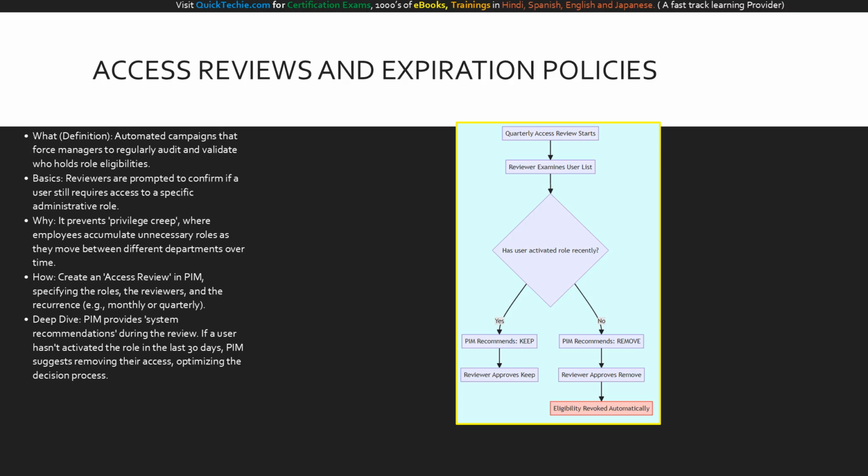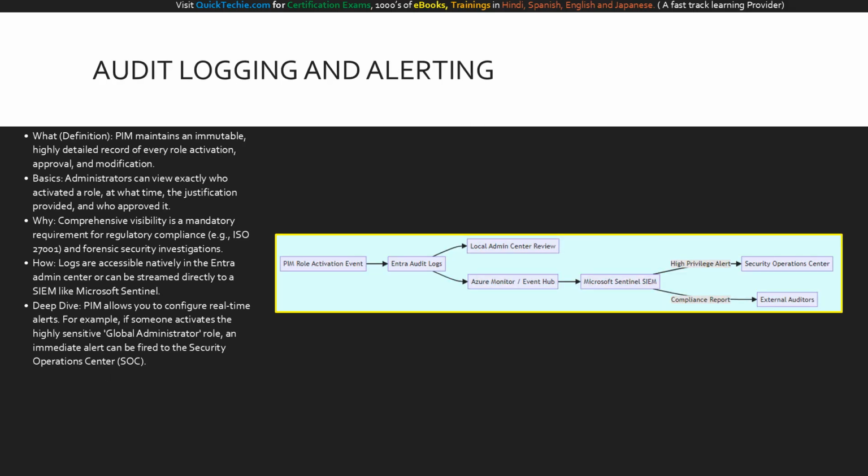When the reviewer clicks approve on that removal, the eligibility is revoked automatically from the directory. The system essentially self-cleans its own permission bloat. Security without visibility is just a false sense of comfort. Therefore, our final core feature is audit logging and alerting.